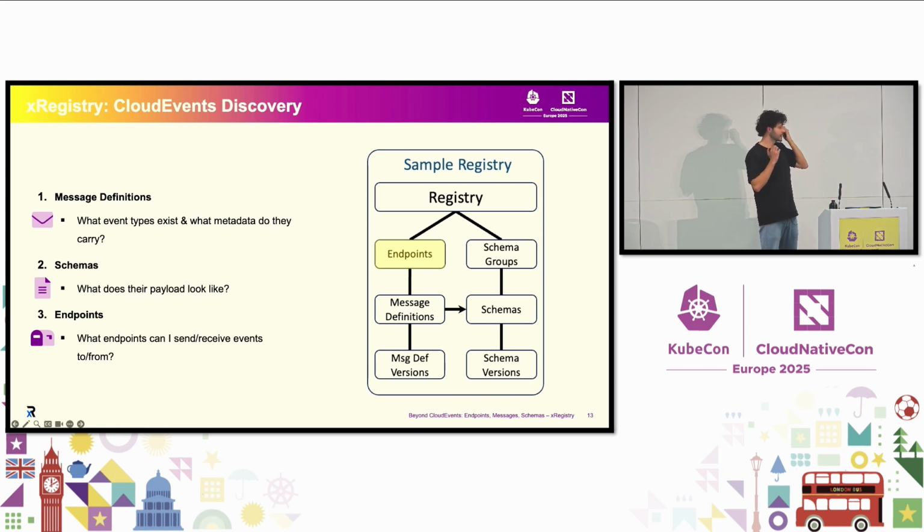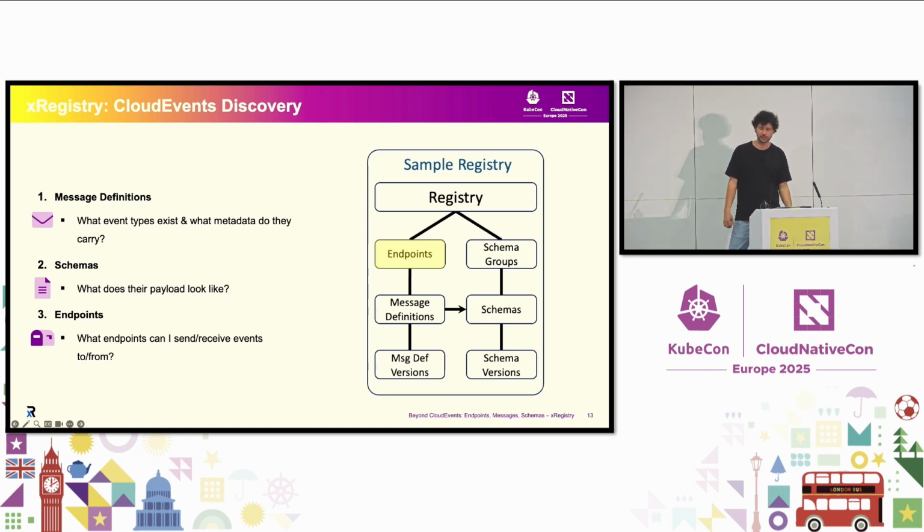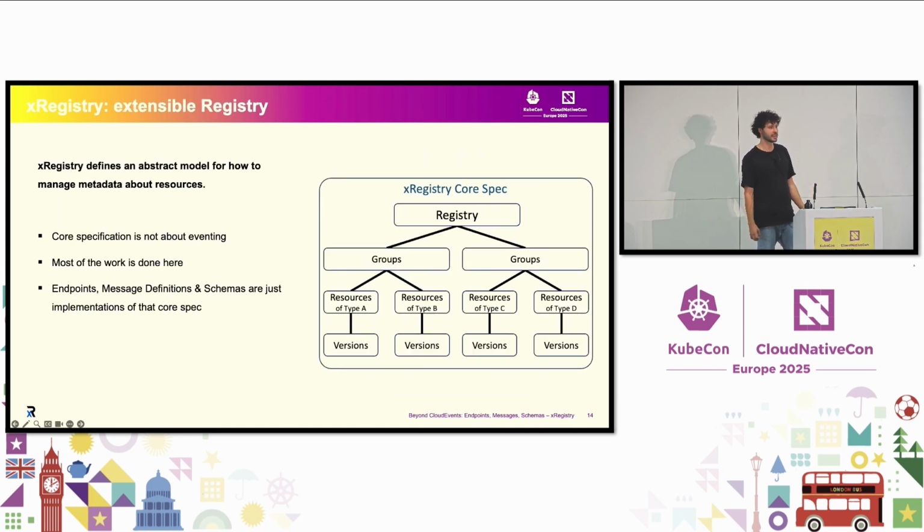So we created that and we were kind of happy because this is like the most important thing you need. And then realized, well, they all follow the same pattern. And we do not want three specs, but we would like one core spec that takes care of all this stuff, and we would like to have one interoperable API. And for registries in general, that would be a nice thing. It would be nice if we would have one core spec that could be extended to these different entities. And that's when we decided to not call it CloudEvents Discovery, but call it XRegistry.